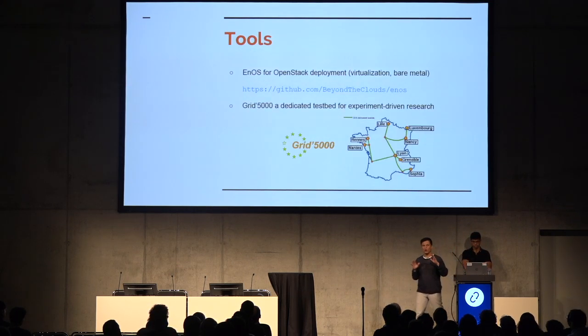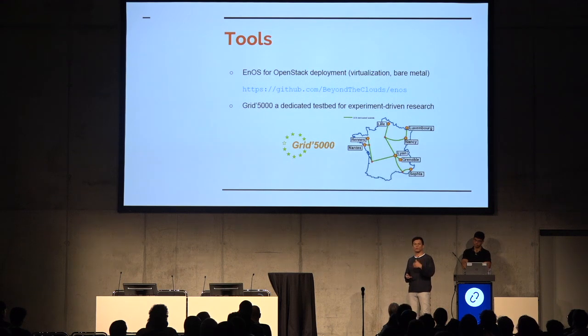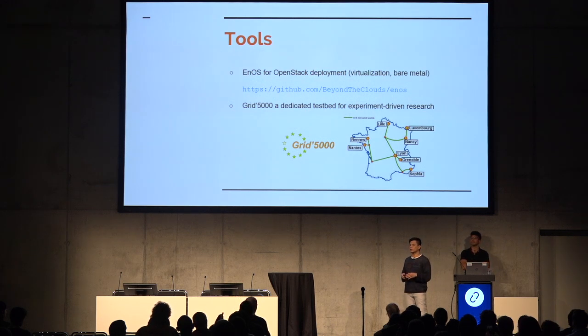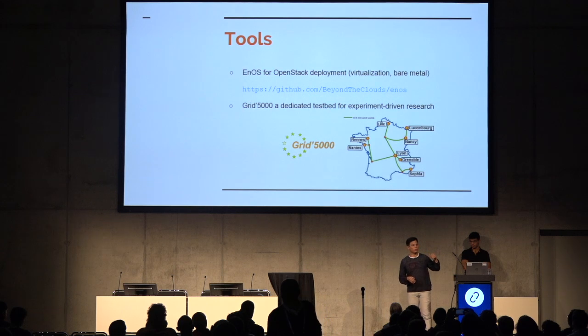For all our tests, we use a homemade tool called Enos for easing the deployment of OpenStack in virtualization or bare metal. That is a layer over Kolla that eases the deployment of OpenStack. And to give you an idea, we can deploy 400 computes in 1 hour with this tool. All the experiments were performed on Grid'5000, a dedicated testbed for experimentation that is located in France.